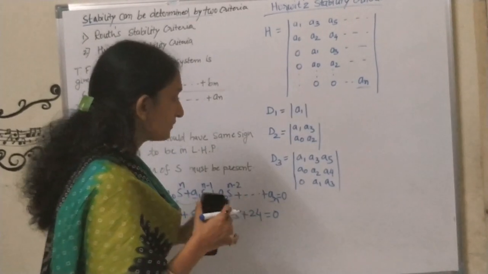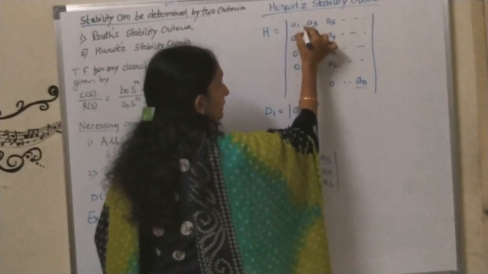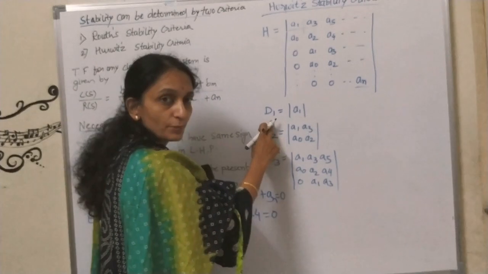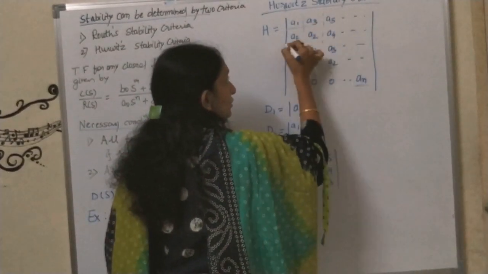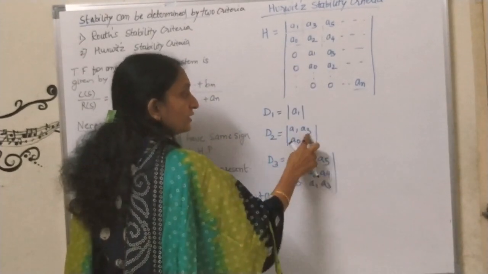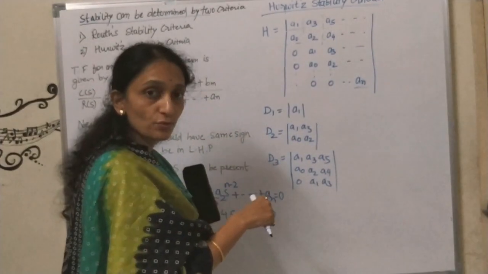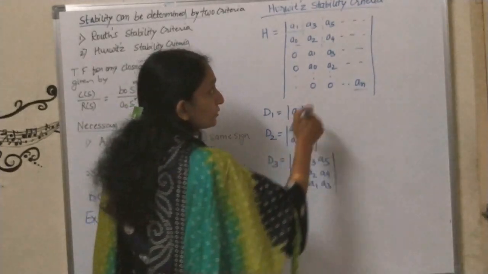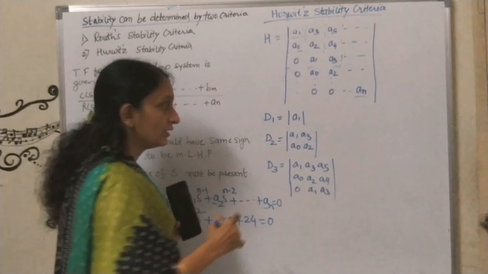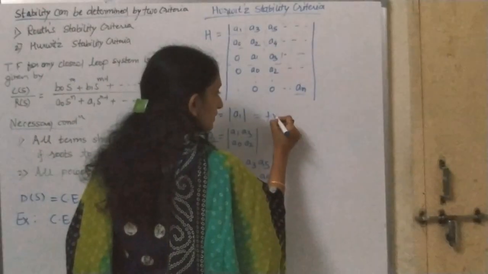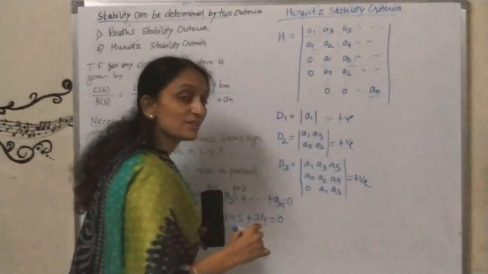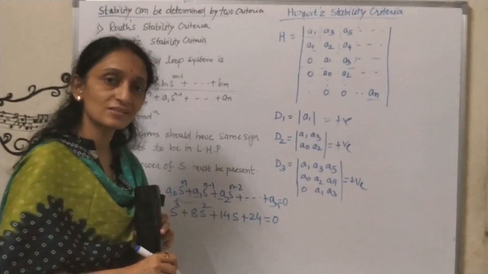For example, here I have written D1 is equal to a1. Look at this. This is first determinant. So this first determinant should be positive. Now look at this. Here 2 by 2 determinant is there. So this second subdeterminant a1, a3, a0, a2, this should be positive. D3 is equal to, look at this. This is 3 by 3 determinant. If all these subdeterminants are positive, then only system is stable.